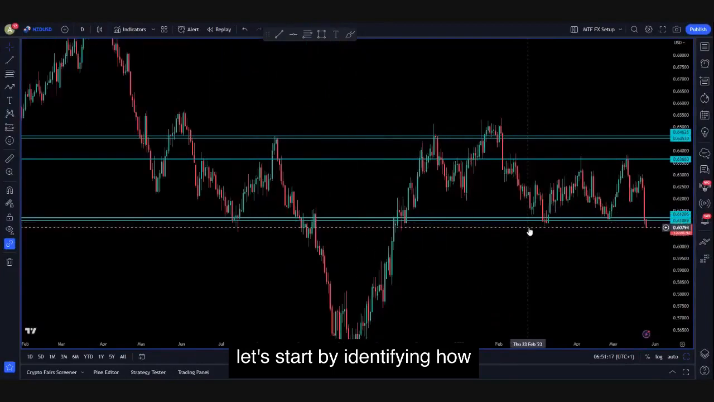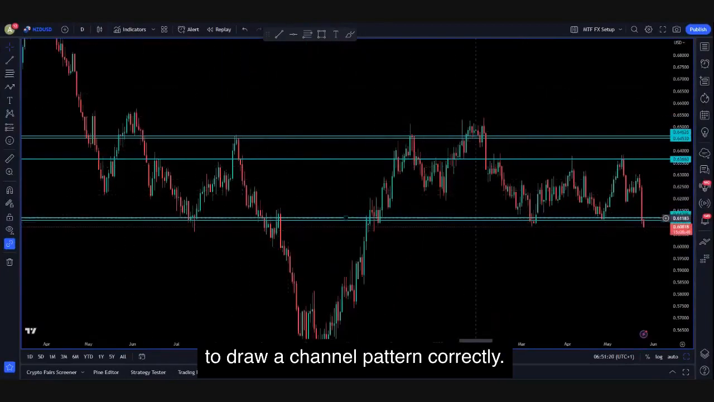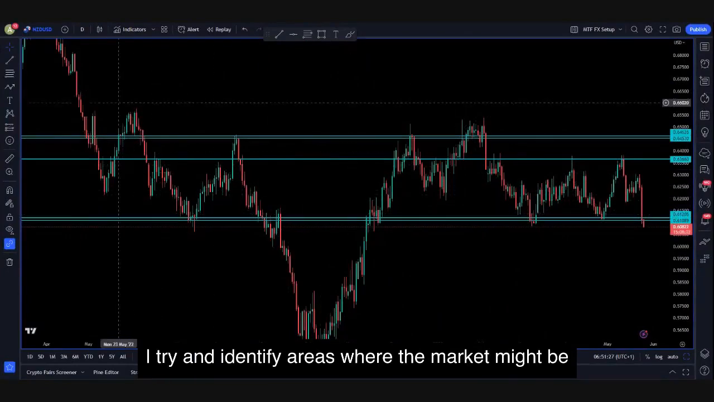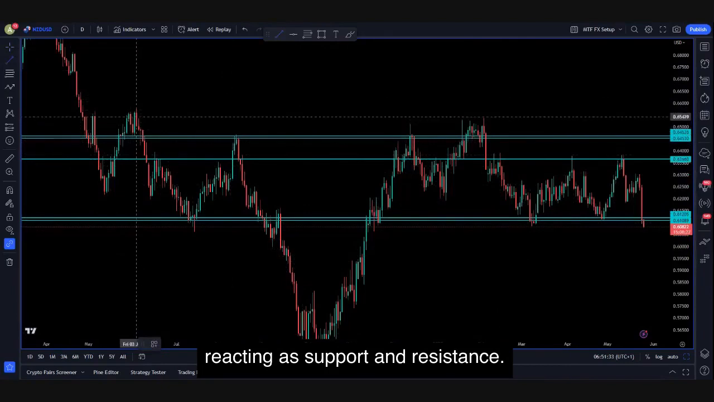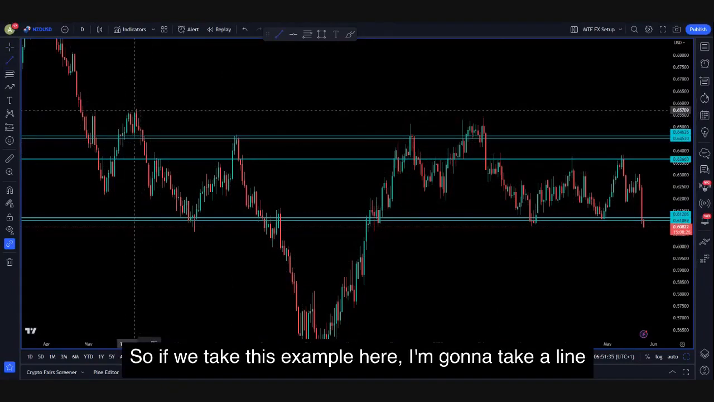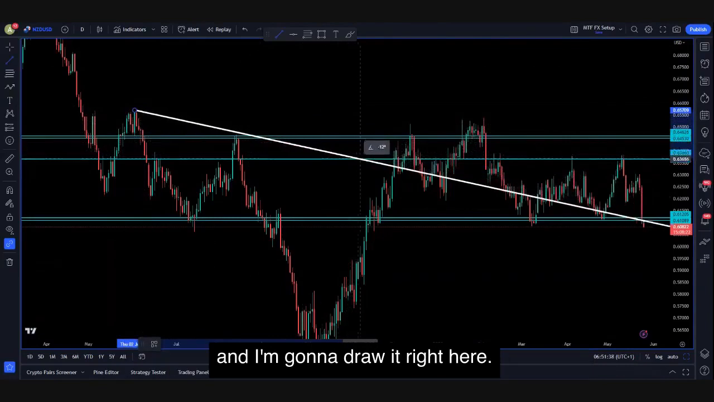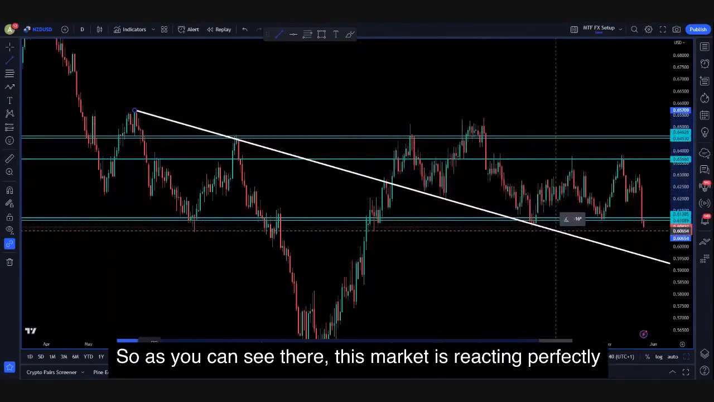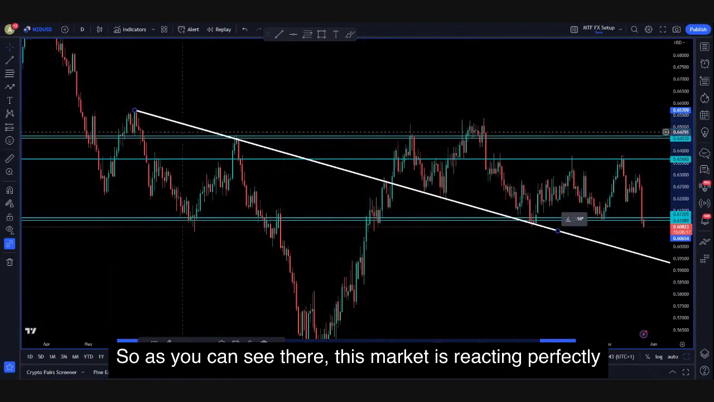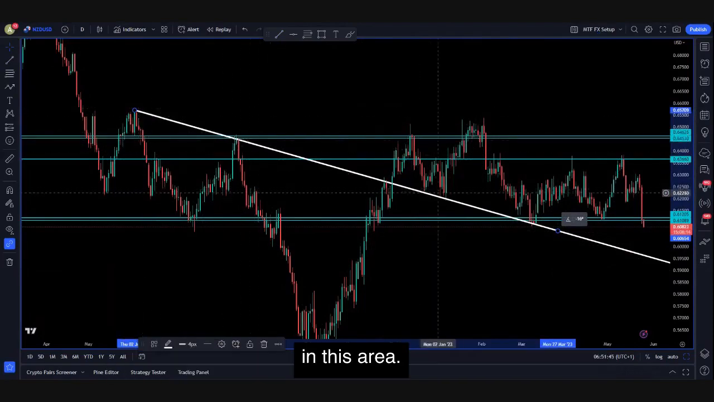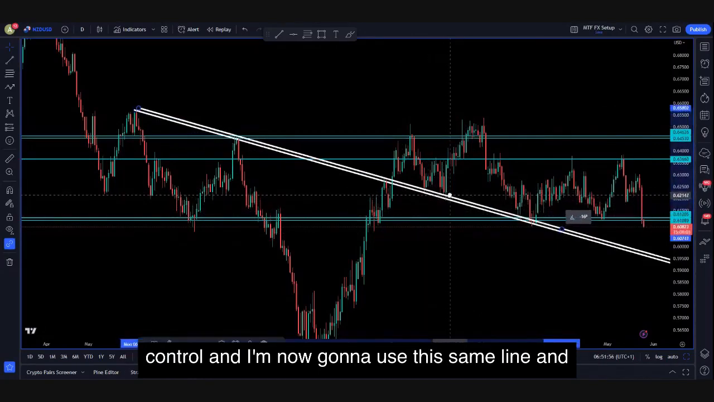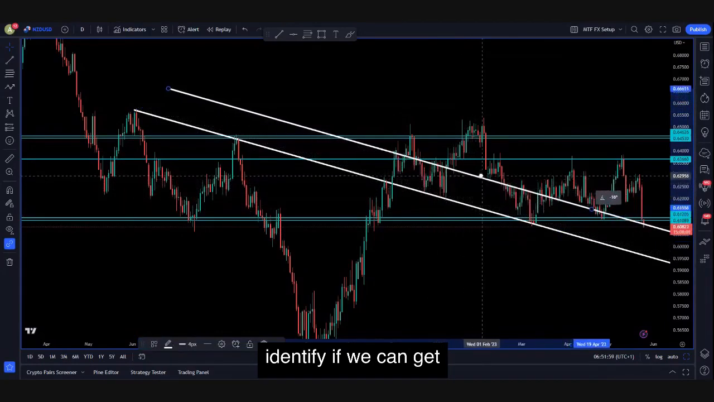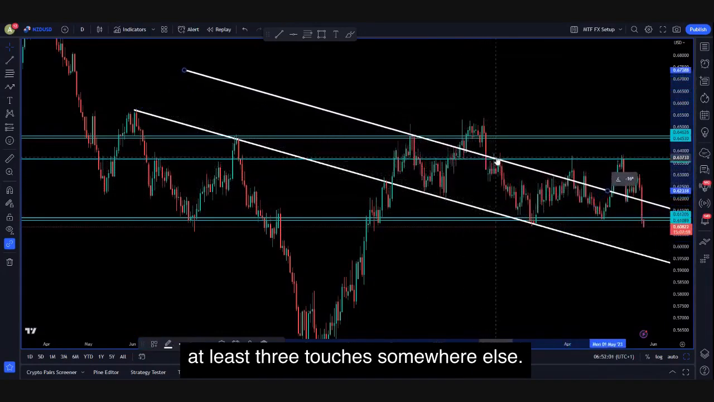Let's start by identifying how to draw a channel pattern correctly. I try and identify areas where the market might be reacting as support and resistance. So if we take this example here, I'm going to take a line and draw it right here. As you can see there, this market is reacting perfectly in this area. Now, what I'm going to do is select the line and hit Control.